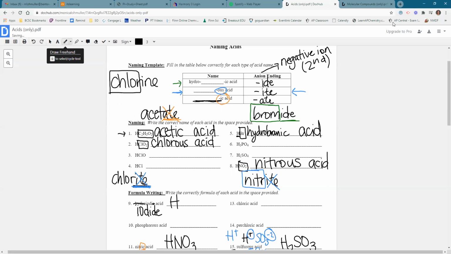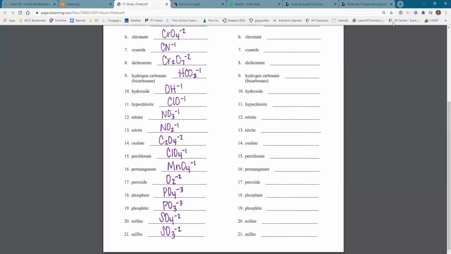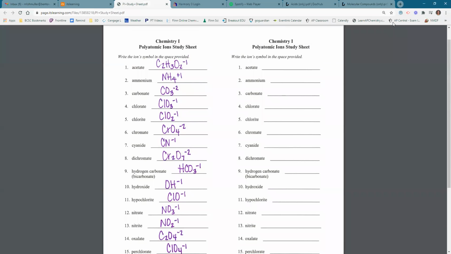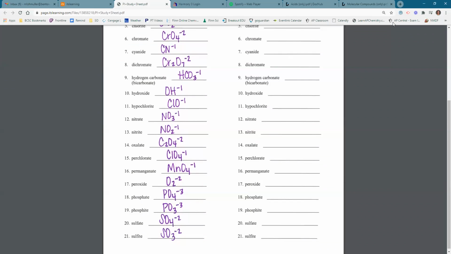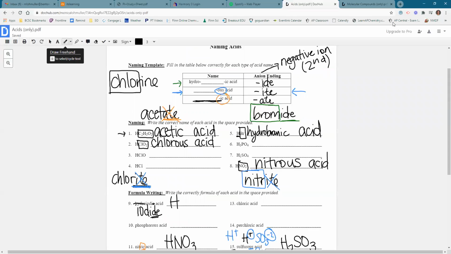iodide. Iodide. Okay? And iodide with the IDE ending, you could look on this paper, but there is no iodide on this paper. So that means that the iodide is really iodine from the periodic table. So we need to look up on the periodic table, what is the charge on the iodine?